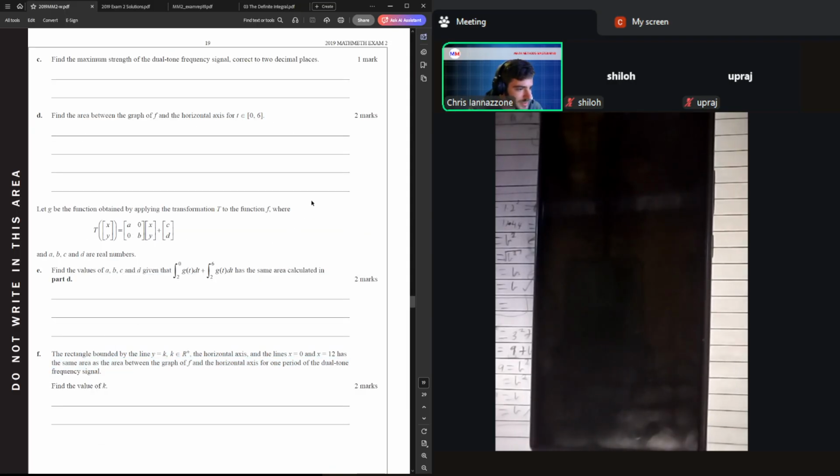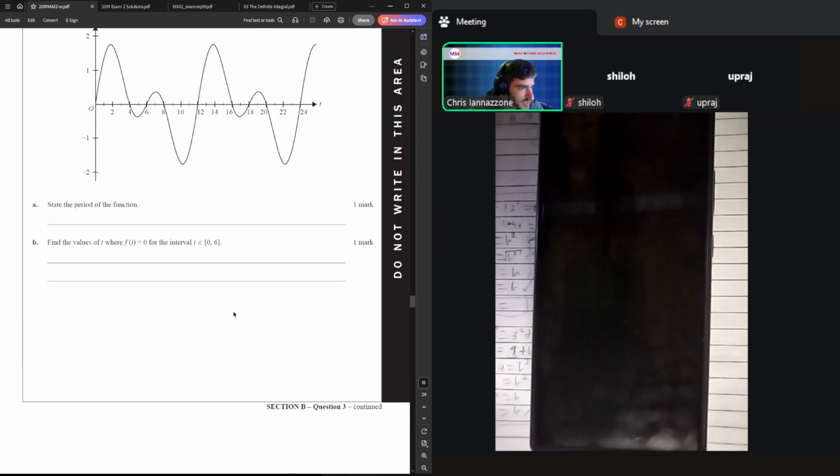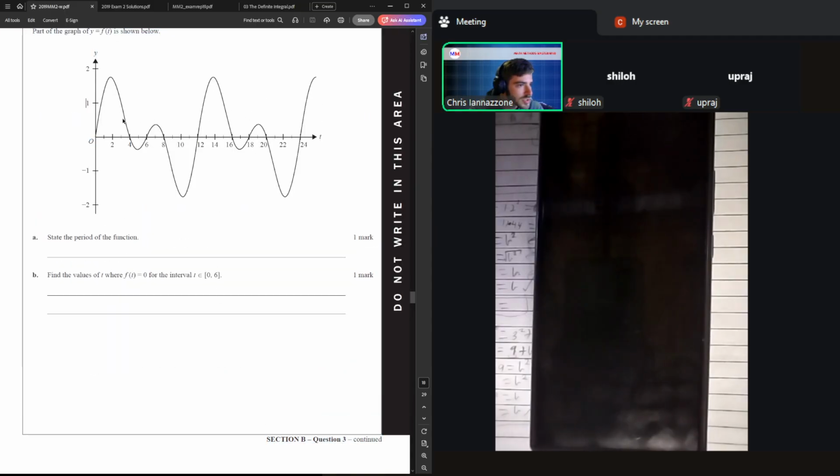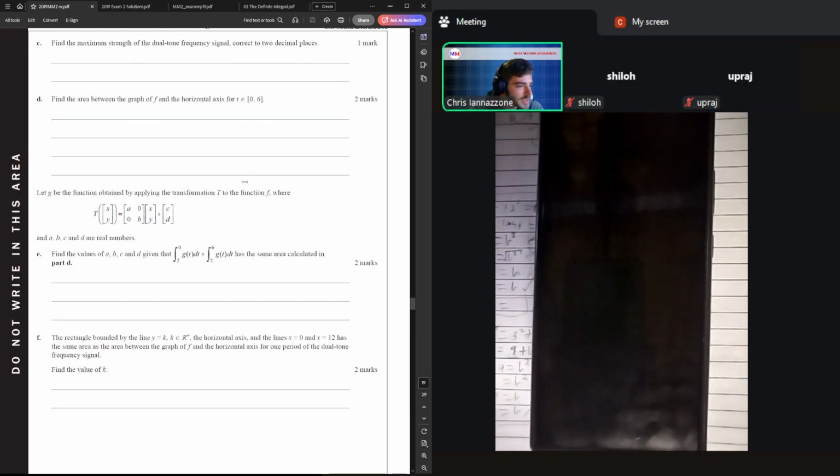Part F. The rectangle bounded by the line y equals k, the horizontal axis, and x equals 0, x equals 12. So firstly, what does that mean? Y equals k, so there's some value of k that you can draw a horizontal line at on this graph, and the area you're looking for is between 0 and 12. So you're going to draw some k that gives you some ceiling, or maybe a floor, depending on where you put it, of your bound area.